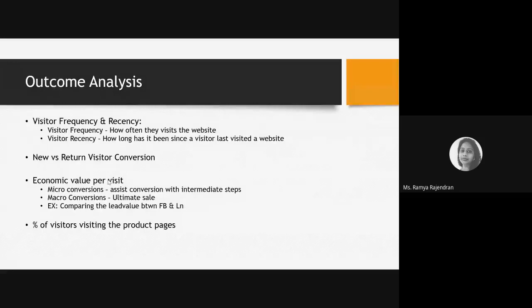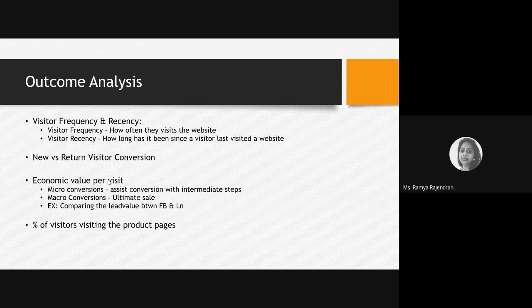Next one is visitor frequency and persistency. How often a visitor visits the website is tracked through visitor frequency, and how long it has been since the last visit is tracked through visitor persistency. For example, I visited the website 10 times yesterday. So my frequency is 10, whereas persistency is 1 day, because my last visit was yesterday, right? So it is 1 day.